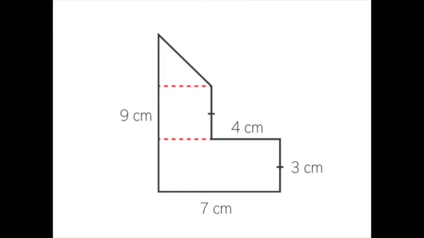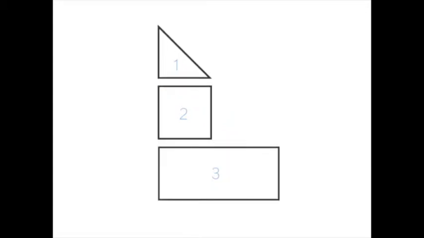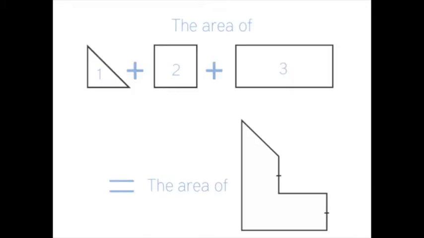So here we divide into a triangle, a rectangle, and what seems to be a square, but we're not sure yet. I label these shapes as 1, 2, and 3, so we can easily keep track of them later on through our calculations. So the area of each individual shape will equal the total area of our irregular shape.